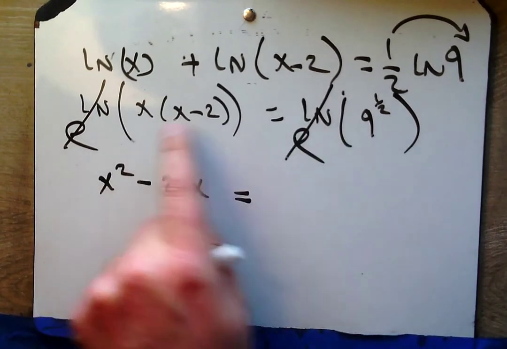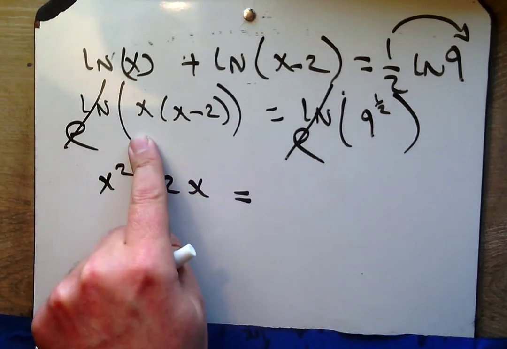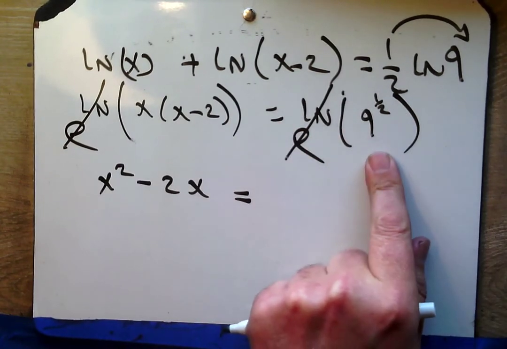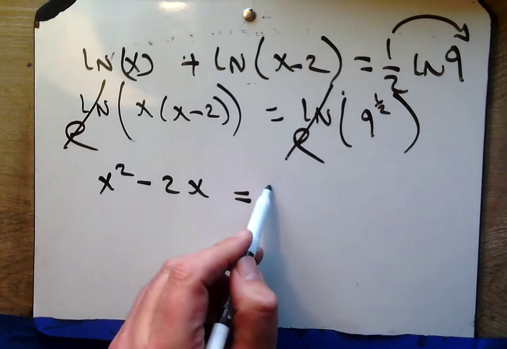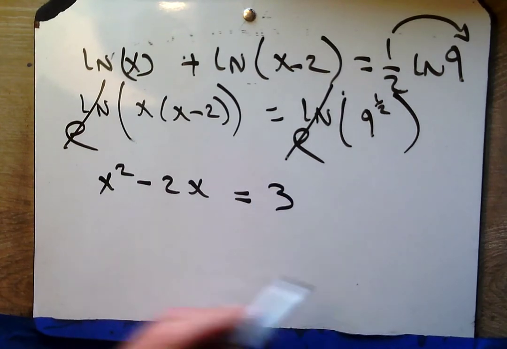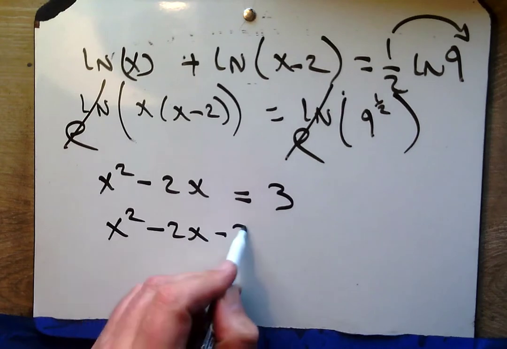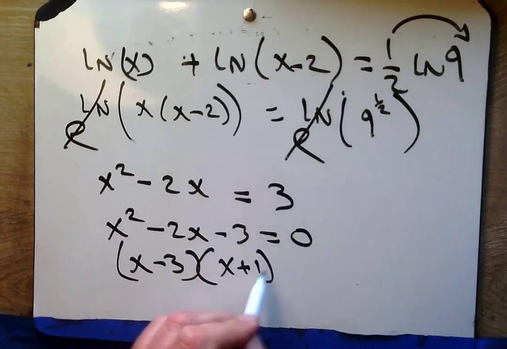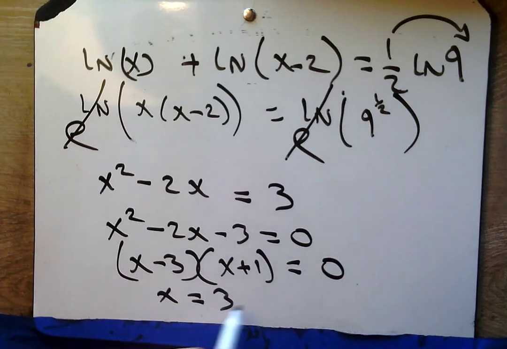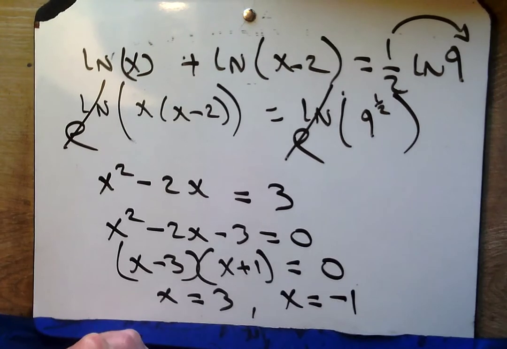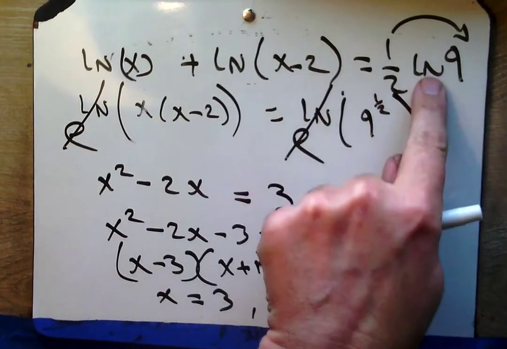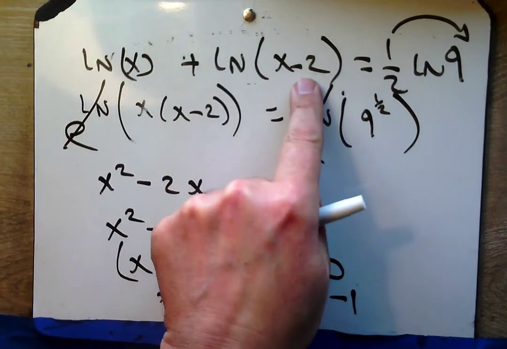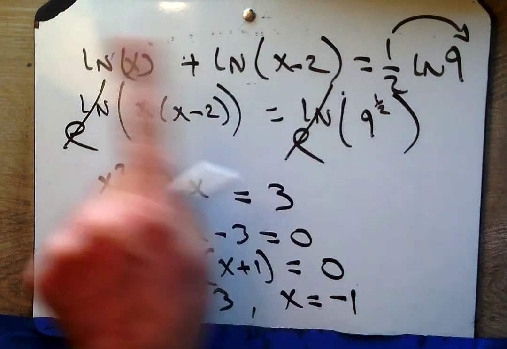So I didn't take the square root of both sides. So this isn't going to be the square root of 9 plus or minus the square root of 9. It's just going to be the square root of 9, 3. So I've got x squared minus 2x minus 3 equals 0. X minus 3, x plus 1, x equals 3, x equals negative 1. Go back to your original. Plug these in. 3. Sure, ln of 3. 3 minus 2, 1. ln of 1. No problem.